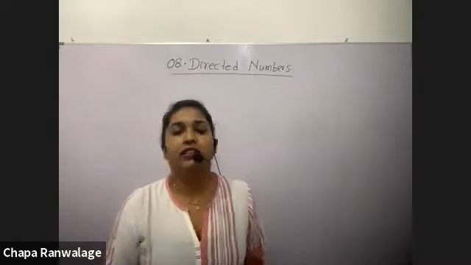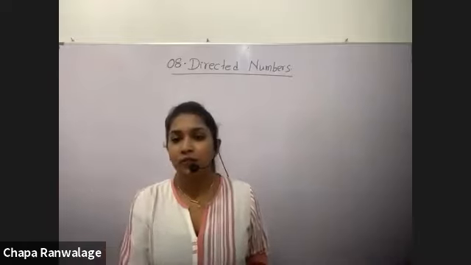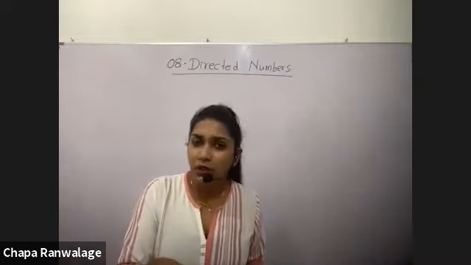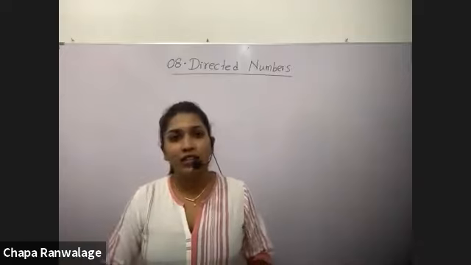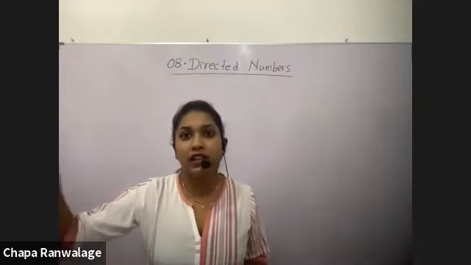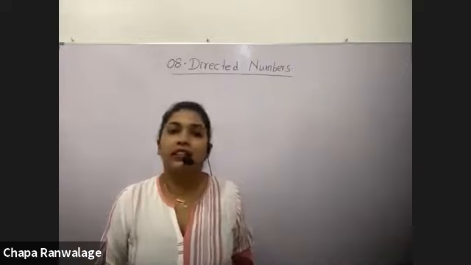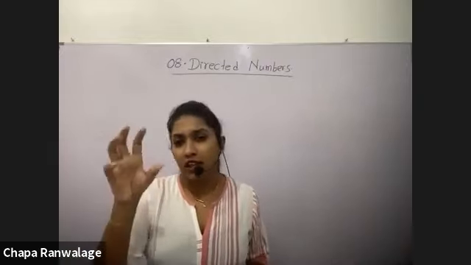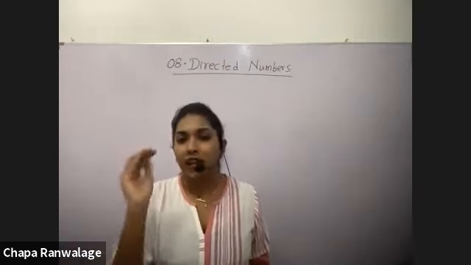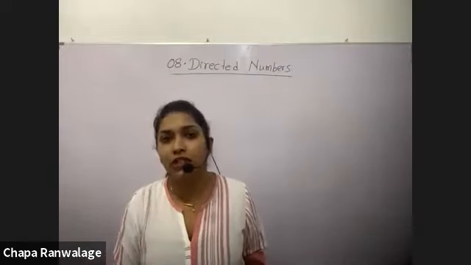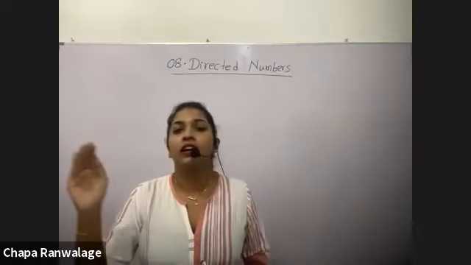Directed number means a number consisting of both a magnitude and a direction. Both magnitude and direction together is called a directed number. It has a direction; that's why we call this kind of numbers directed numbers. That one has a magnitude and that one has a direction. So that is the correct definition for directed numbers. Got it? Both direction and magnitude.